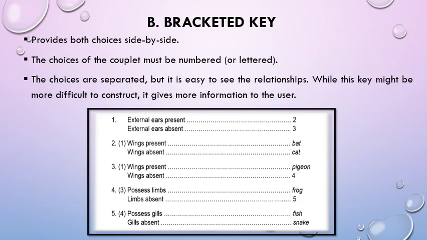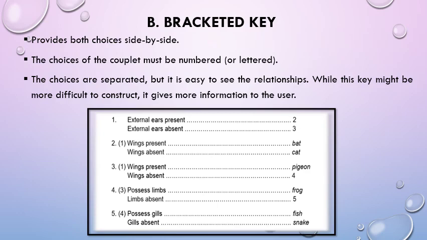The second type of dichotomous key is bracketed key. It provides both choices side by side. The choices of the couplet must be numbered or lettered. The choices are separated, but it is easy to see the relationship. While this key might be more difficult to construct, it gives more information to the user.